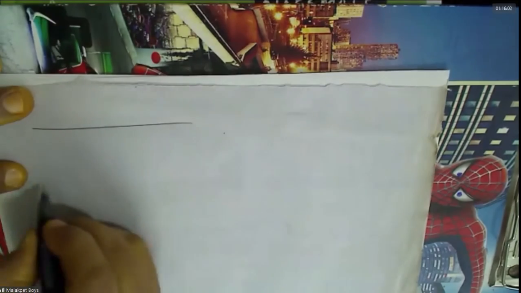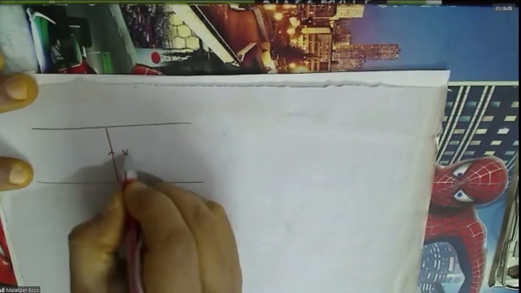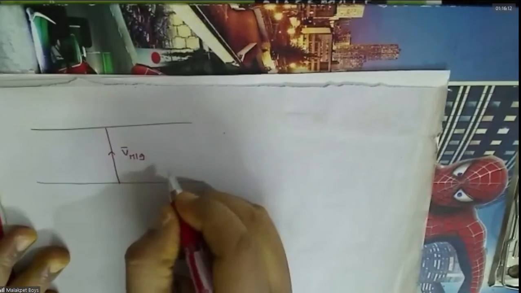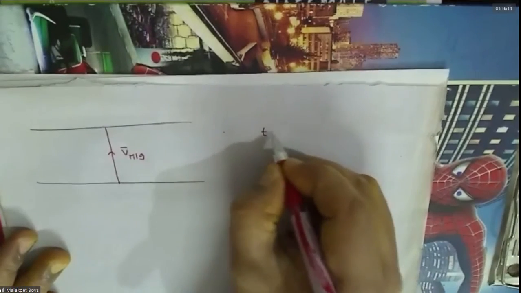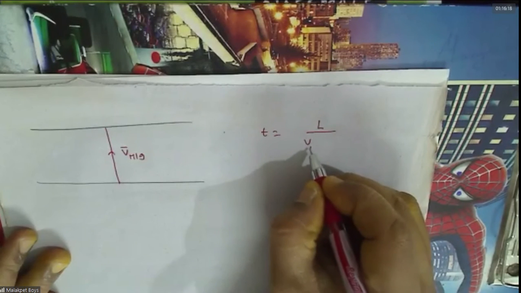Now if you revisit the same thing again, what is the time of crossing the river? This is the river, and this is L. The time is L by the velocity, which is L by V_MW cos theta. So you can see the time of crossing is L by V_MW cos theta.